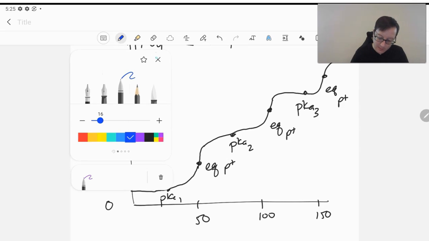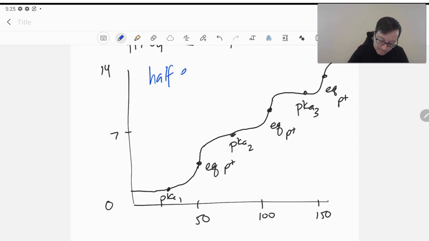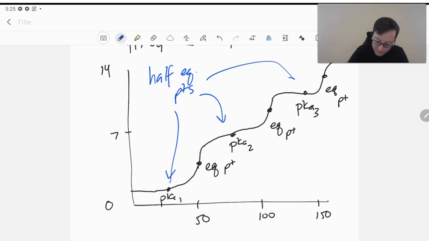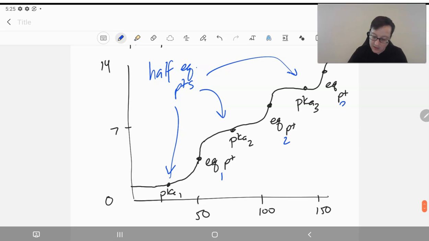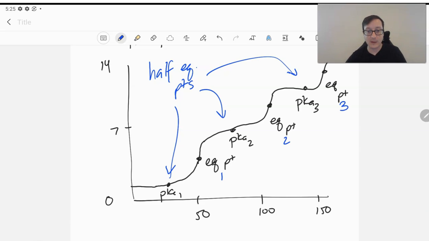So I'll write those out. Your half equivalence points, after you've added the first equivalent, then you'll add another half equivalence, you'll find your second pKa, and then at your third one, you'll have your third pKa, at your third half equivalent. So after your second full equivalent, do half of another one, and you'll end up at pKa3. A third equivalent will get you to the third equivalence point. Giant mess that these happen to be.